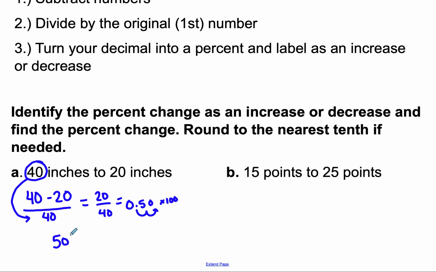We get 50%, and then we look to see if it's an increase or decrease. We start at 40 and then we go down to 20, so that one is a decrease. If we were going from 40 to, say, 80, then it would be an increase because the number is getting bigger, but here it's a decrease. All right, go ahead and pause the video and try part B on your own.